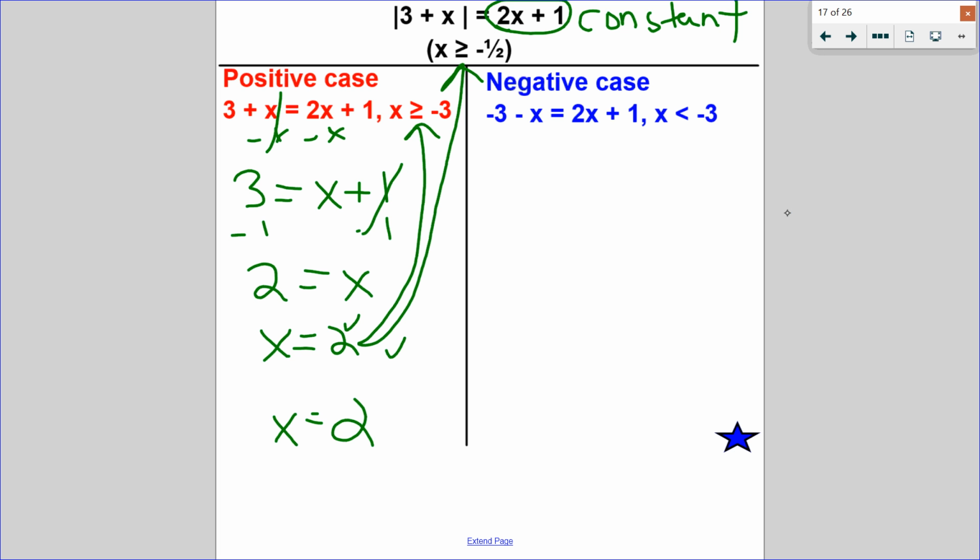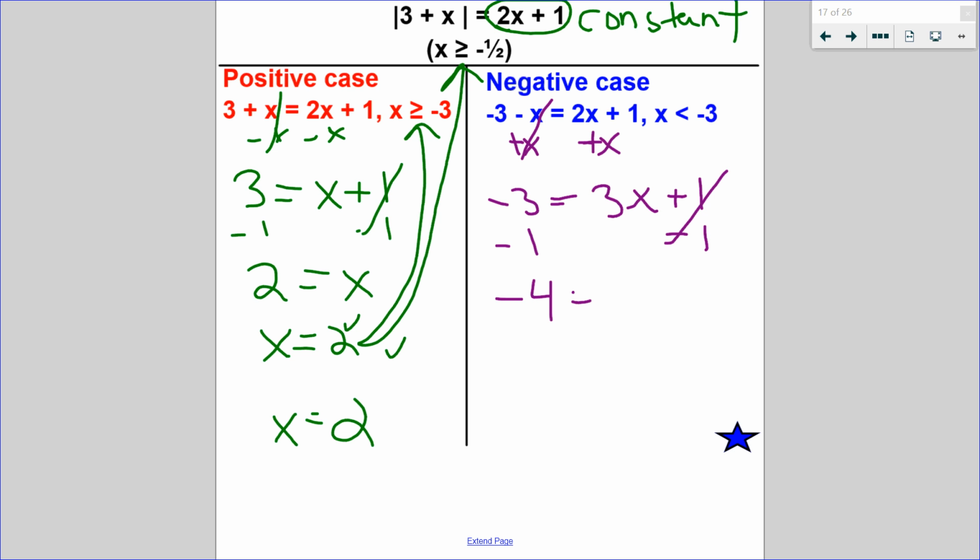Okay, let's look at my negative case. So again, I want x on one side. So I'm going to add x to both sides because x take away x is 0. So I'm left with negative 3 equals 2x plus x plus 1. So I will subtract 1 from both sides. Negative 3 take away 1 is negative 4 equal 3x. So 3 times x, I'm going to divide by 3. That's the opposite. So that means that x is equal to negative 4/3.